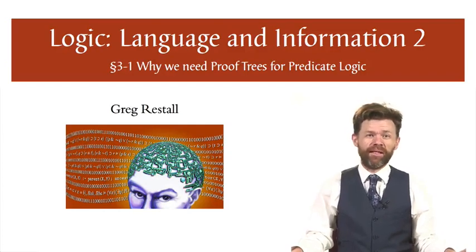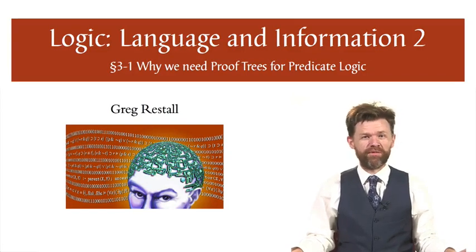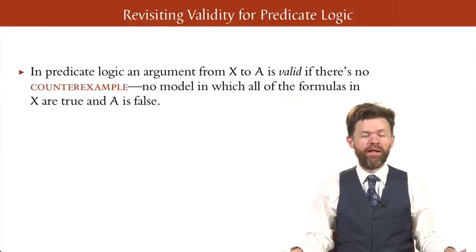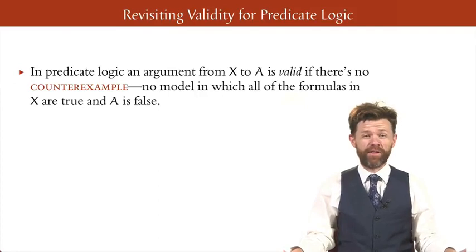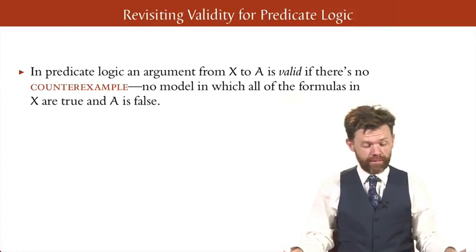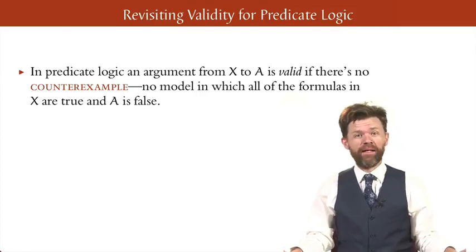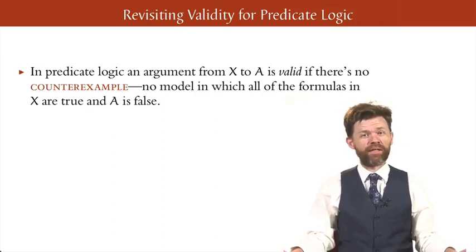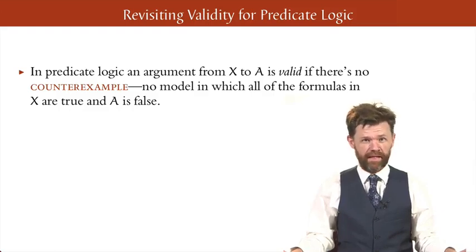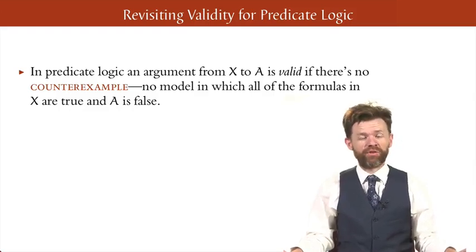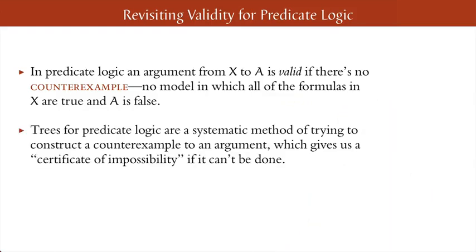In the lessons this week, I'm going to introduce you to proof trees for first-order predicate logic. Now, we've already seen how in first-order predicate logic we can define validity for arguments. An argument from the premises X to conclusion A is valid if and only if there's no counterexample to the argument. That is, no model where the formulas in X, the premises, are true and the conclusion A is false. Now, trees in predicate logic are a systematic way to try to construct a counterexample to an argument.